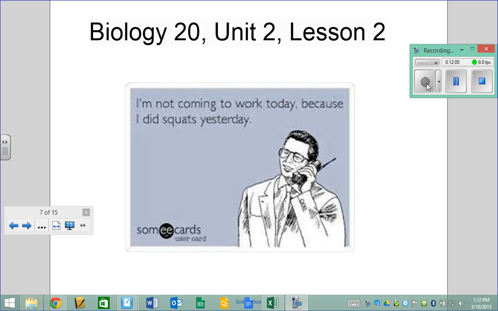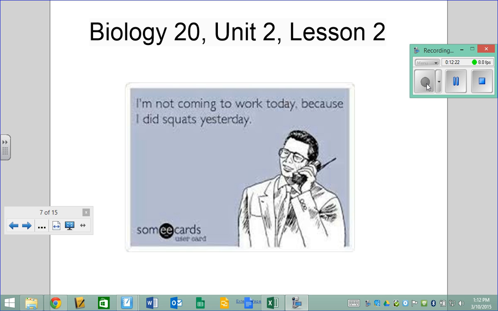One of my aunts constantly sends me these kind of ridiculous sarcastic e-cards, and usually they're totally not school appropriate, but this one I thought was very relevant. And I'm going to make you do something like a squat today, so this might be relevant to you tomorrow.